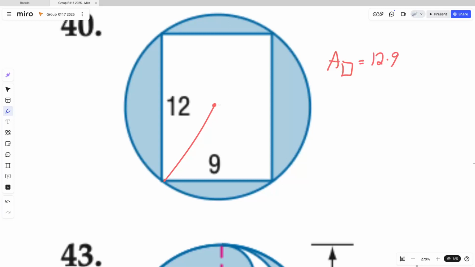And that one's special because it forms a right triangle. Let's see, if this is 12, this is 6. If this is 9, then this is 4.5.